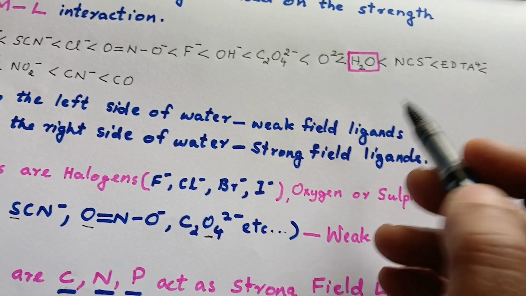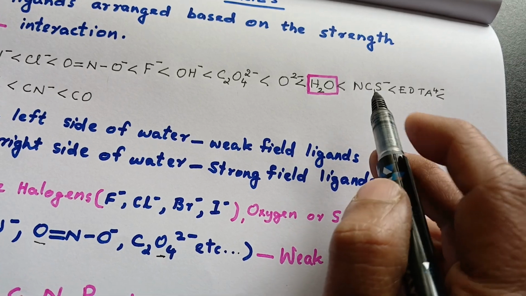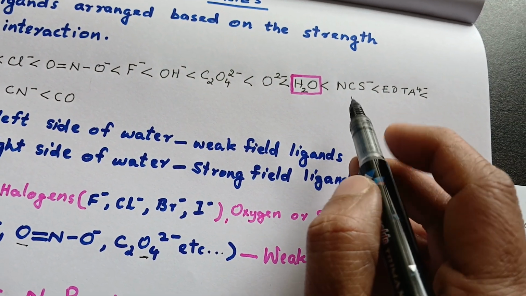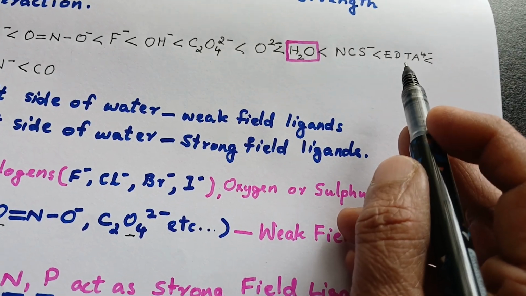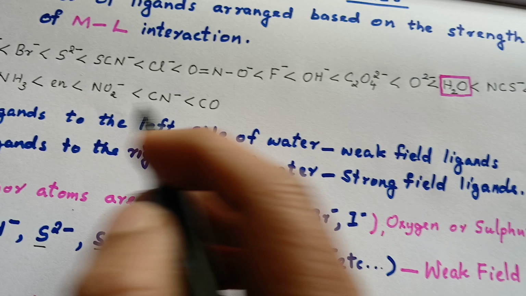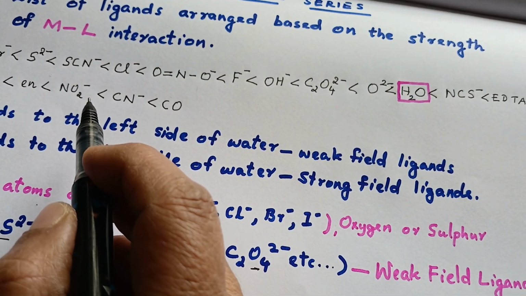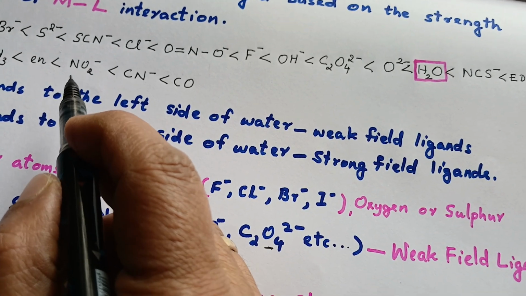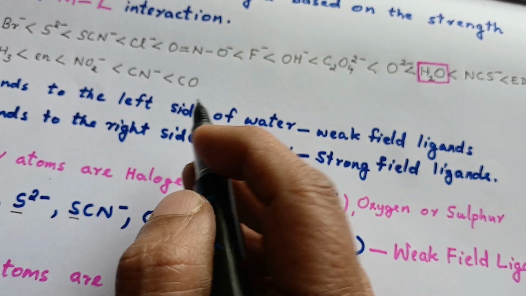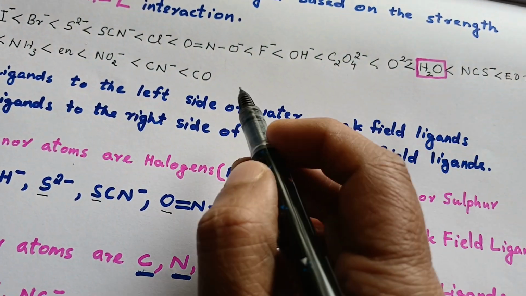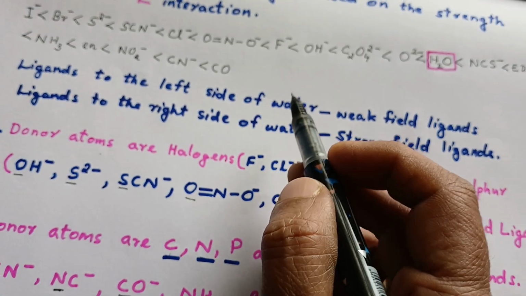Then, towards the right of water, we have a set of ligands. That is the isocyanide, EDTA, ethylenediaminetetraacetate, then ammonia, ethylenediamine, then NO2. Here remember that nitrogen is the donor. Then cyanide, carbonyl, etc. There are a lot more other ligands which you have learned.